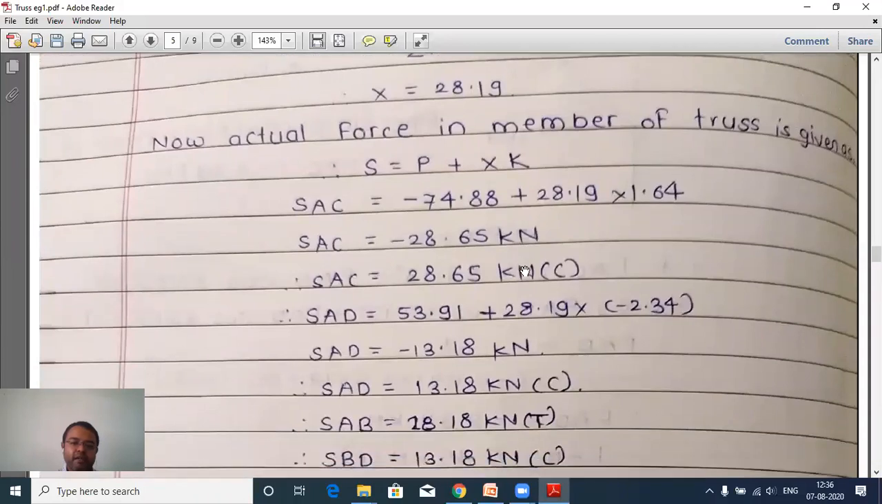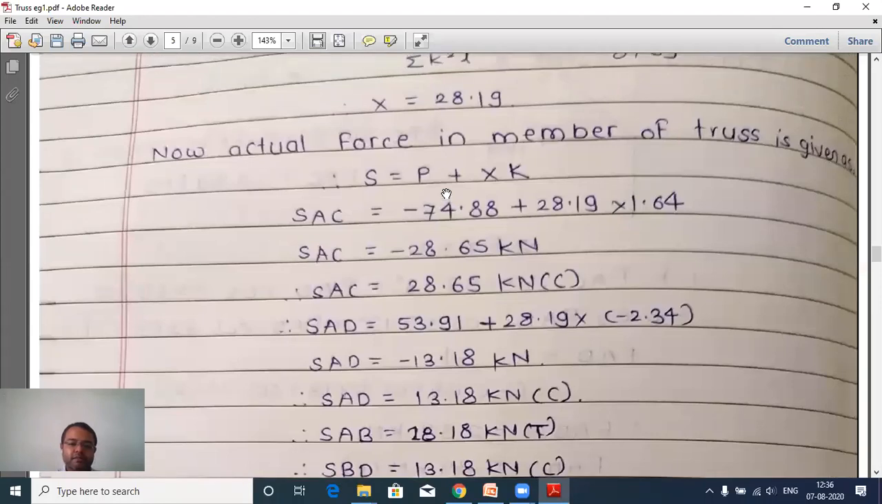Next, put that value of X over here. Instead of S, consider F. F equals P plus XK. You know the P forces. Suppose I want to find F_AC, just consider F as the force in member AC.